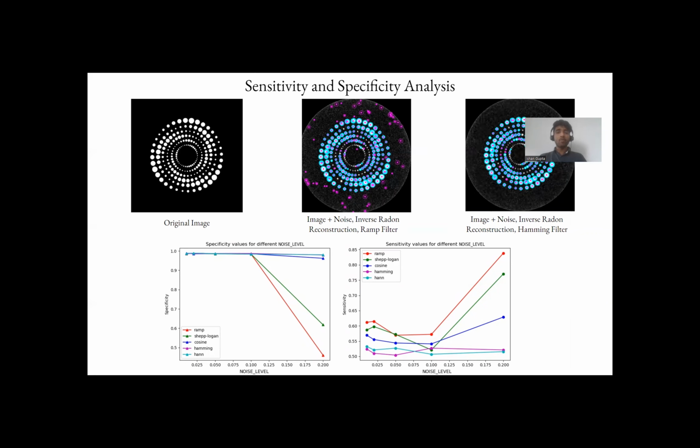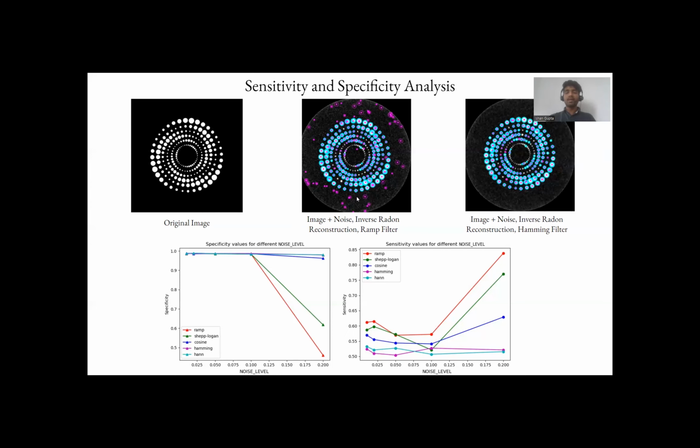So now we'll be talking about the sensitivity and specificity analysis on different types of sample images. You see the first sample image we have is that of circles with different sizes, right? We introduced white noise to this image, reconstructed it back using inverse radon reconstruction, and passed the image to different types of filters, for example the Ram-Lak filter and the Hamming filter.